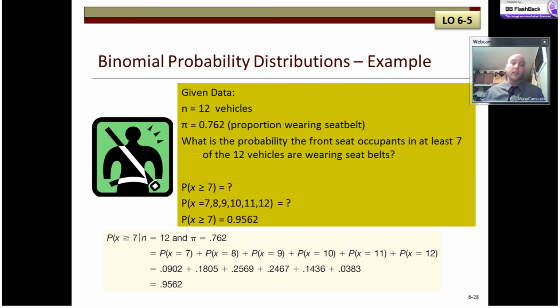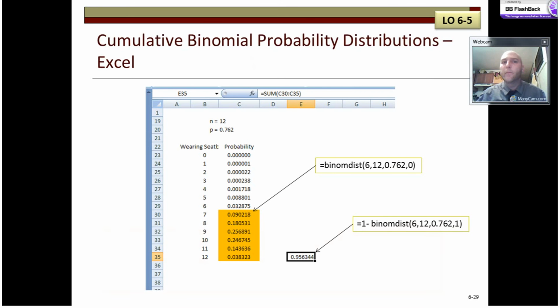Less than 7 is the complement of 7 or more. One way we can calculate this answer is to do out each of them. So the probability of x equals 7, which we saw, 0.0902, plus p of 8, p of 9, p of 10. And yes, we add all those things together because they're mutually exclusive. There's no overlap, there's no joint probabilities, no general rule of addition. We can just add them up. We add up all those probabilities, 0.9562. So there's about a 96% chance that at least 7 cars have a front seat passenger wearing a seatbelt. That's a pretty good probability.